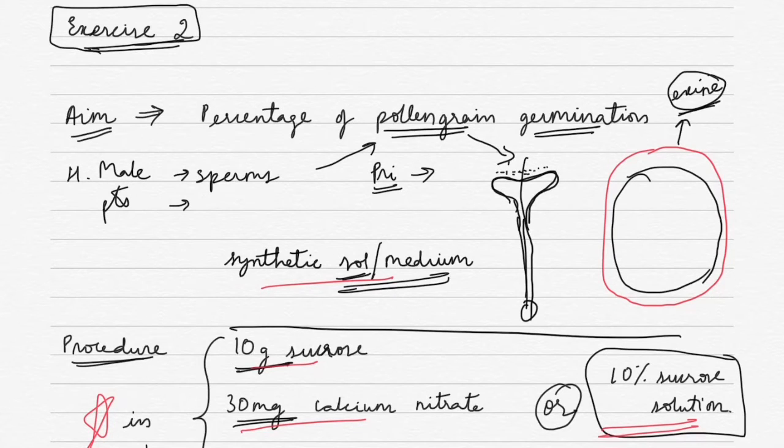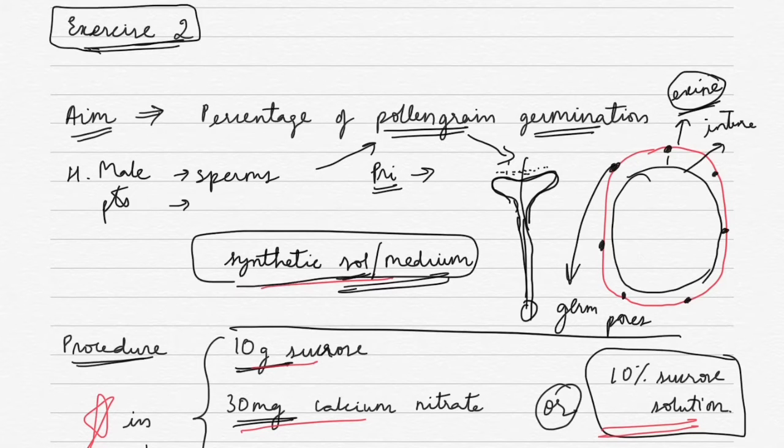So that is the reason why the pollen grains can be stored for a very long time. This second layer is called intine. The sporopollenin is absent at a few places, and these places are called germ pores. When the pollen grains are dusted onto the synthetic medium, the intine is going to come through these germ pores and form pollen tubes. So this is the whole principle of the experiment.